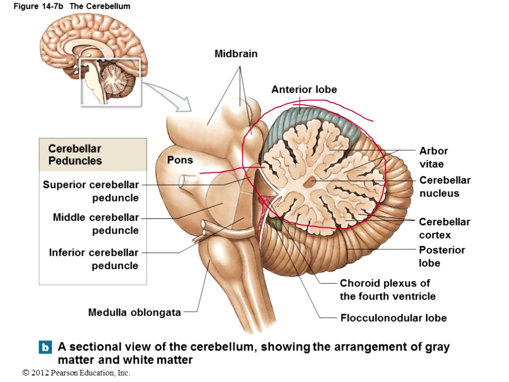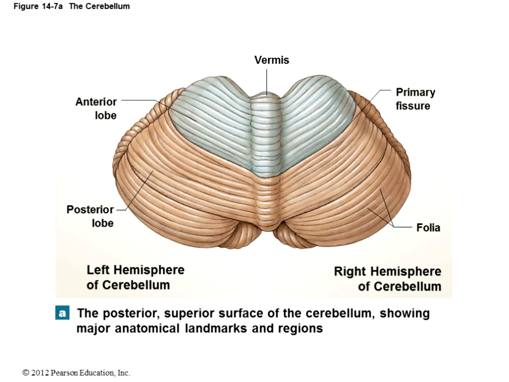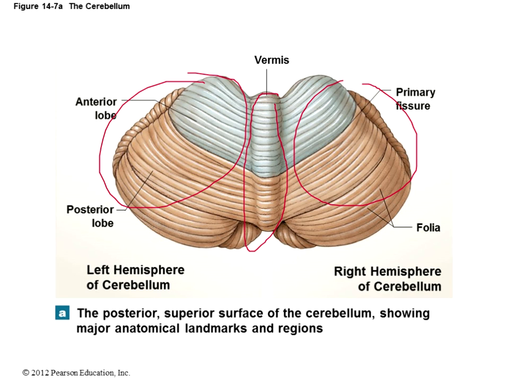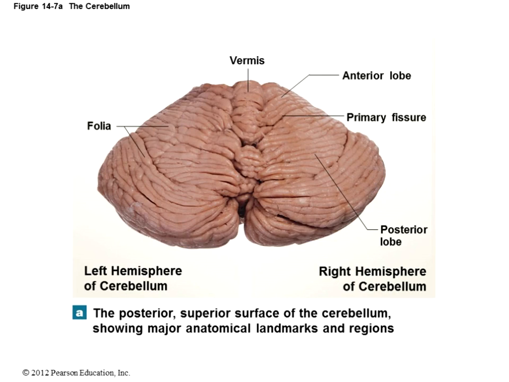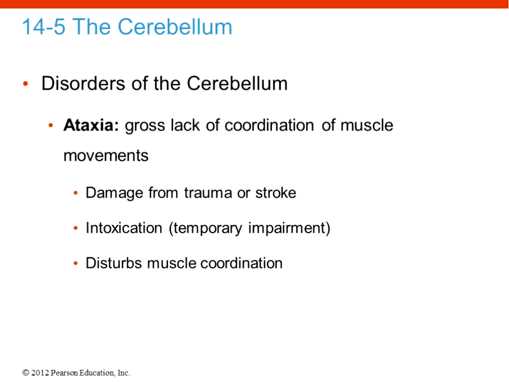Okay? And again, you can also see the relationship between the pons and the cerebellum. Here is the vermis, which divides the 2 hemispheres, right? You got a right and left hemisphere of the cerebellum, and the vermis divides them.